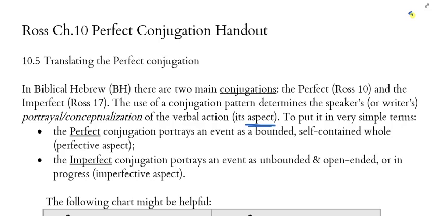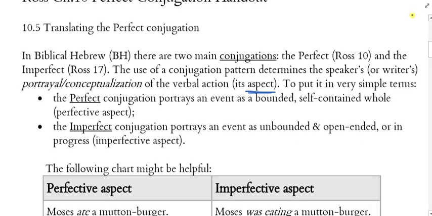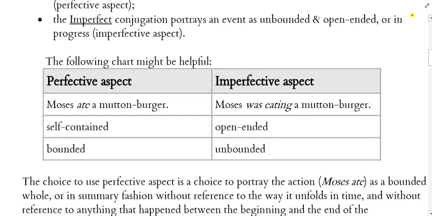Aspect is a semantic category that belongs to verbs, and to put it very simply, the perfect conjugation portrays an event as a bounded or self-contained whole. And this is called perfective aspect. And the imperfect conjugation in Hebrew portrays an event as unbounded or open-ended or in progress. This is called imperfective aspect. I have a chart here that might be helpful for us.